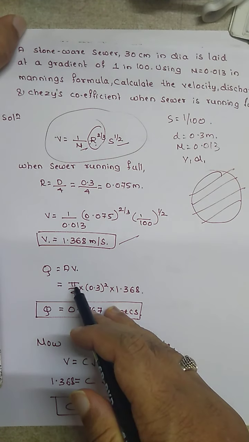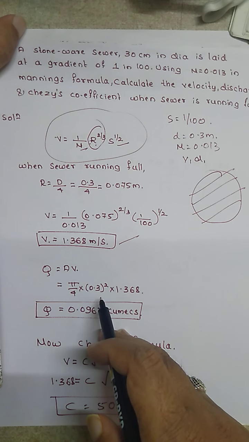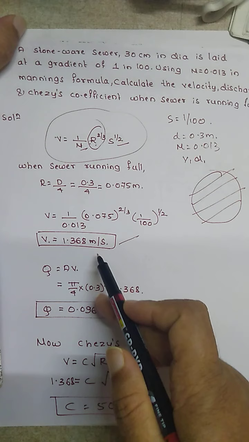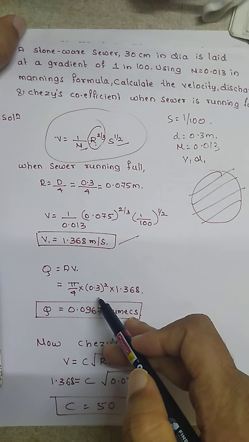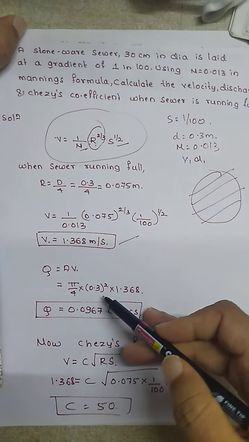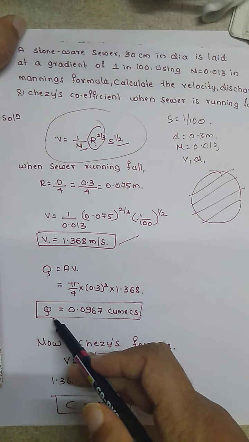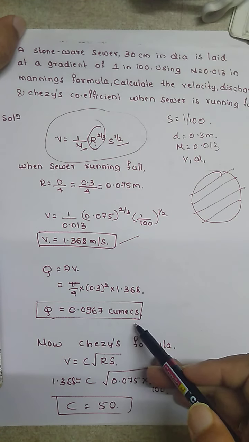Again Q is equal to AV for a sewer running under full condition. So it is pi by 4 into d square into V. D we already know, it is 30 centimeter, so 0.3 meter, and V is 1.368. So it is 0.0967 Q max.